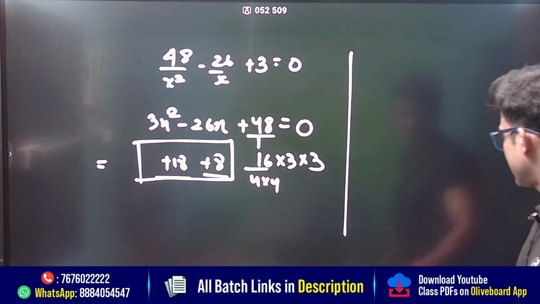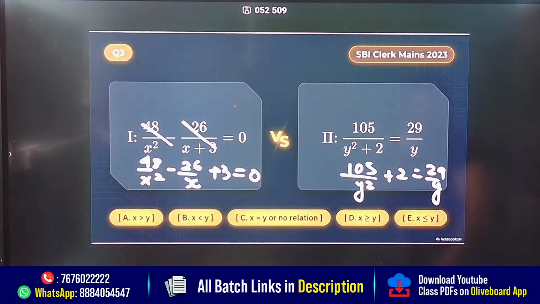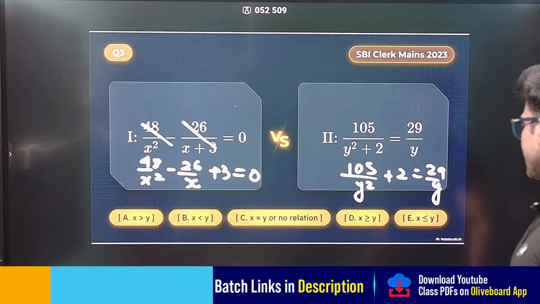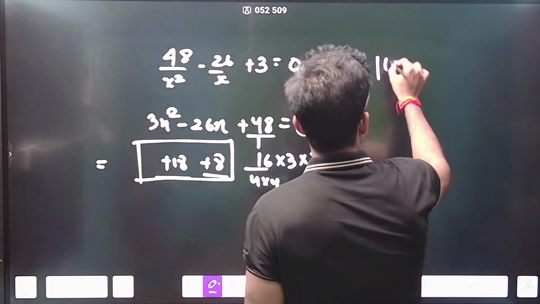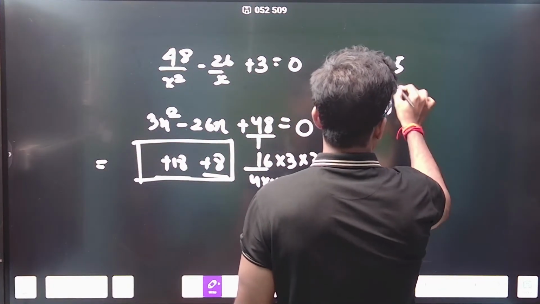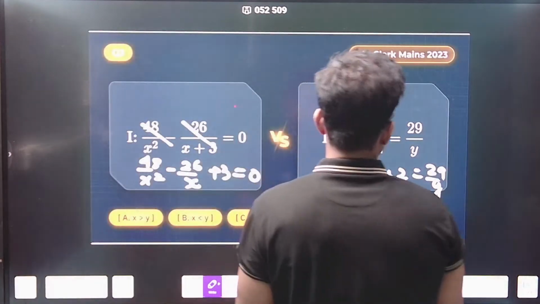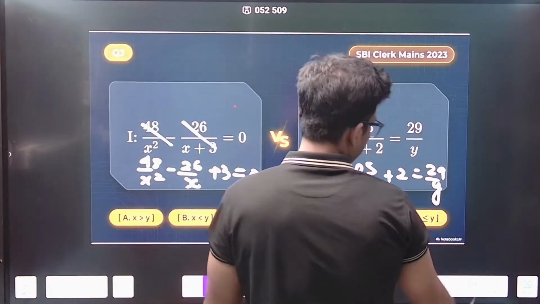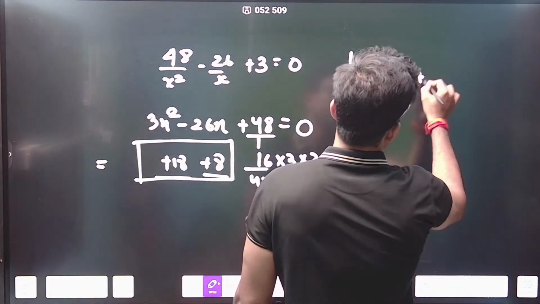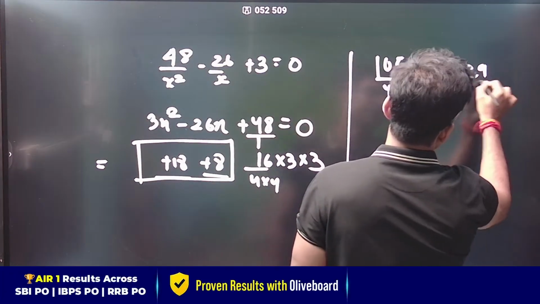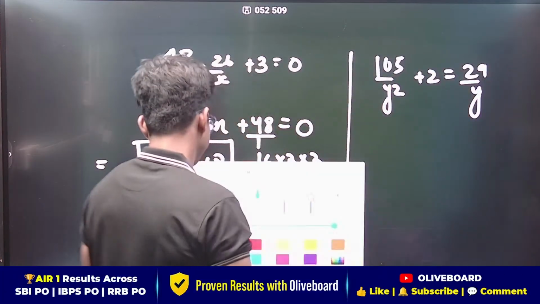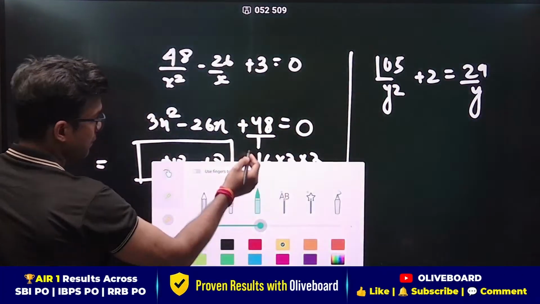Let's come to the second question. Second question is 105 by y square plus 2 is equal to 29 by y. So this was the question. Okay, this is the question basically.